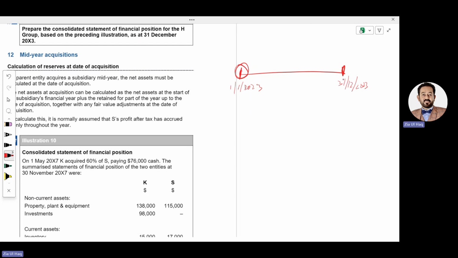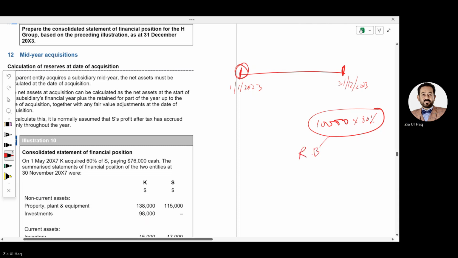then the profit, suppose the profit calculated through net assets is 10,000 and 80% is holding, then 80% will be included in retained earning, in subsidiary profit share. While calculating consolidated retained earning, how we calculate? Parent company retained earning plus subsidiary shares. Mean if the profit is 10,000, we will calculate 80%. If suppose acquisition is made during the year mean when it is made, suppose it is made on 1st of April.